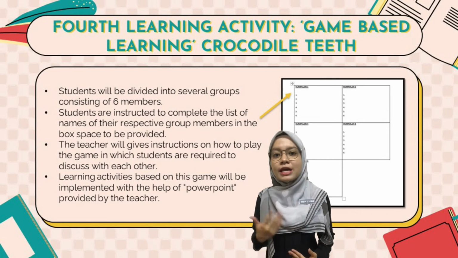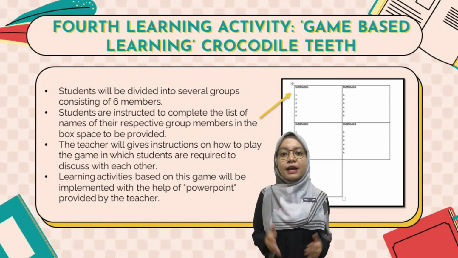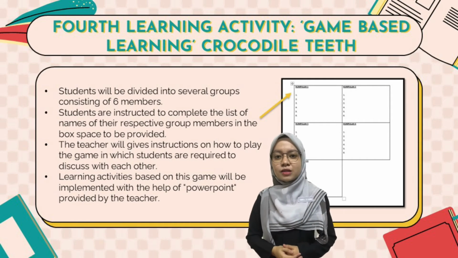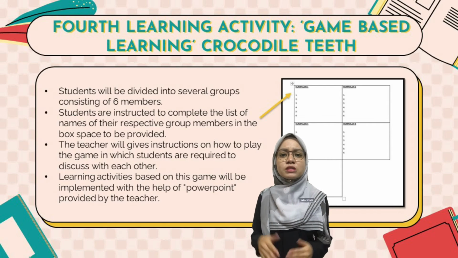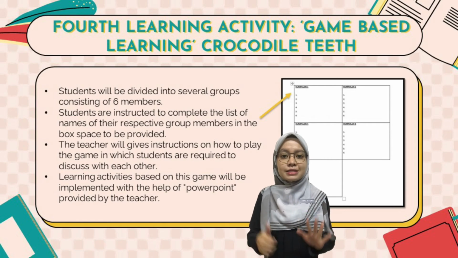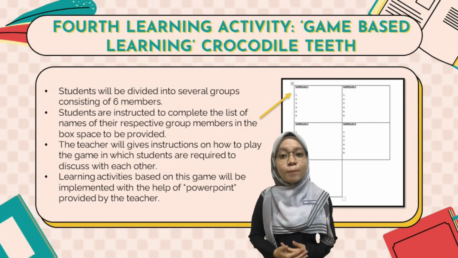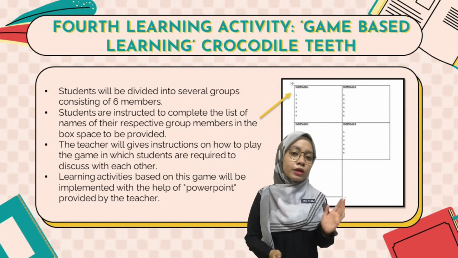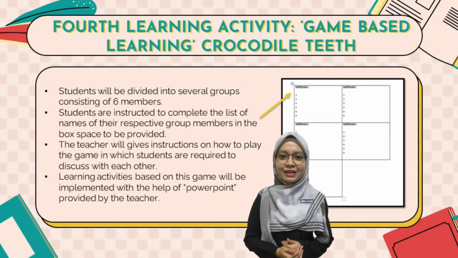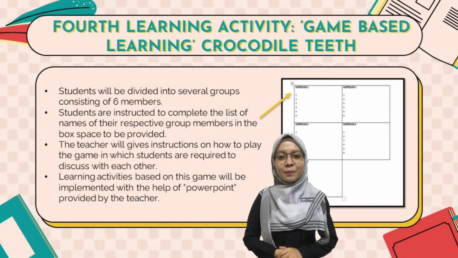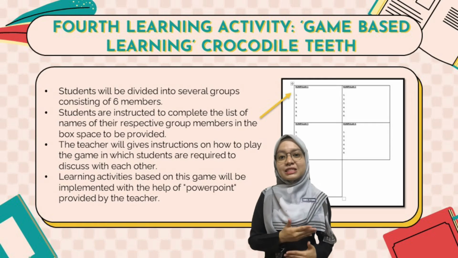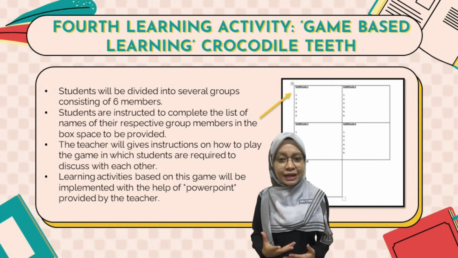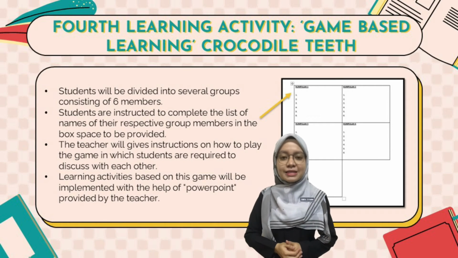This part, I will explain the 4th learning activity, game-based learning, crocodile teeth. Before the game starts, students will be divided into several groups consisting of 6 members. They need to complete the list of names of their respective group members in the box space provided, like this. This list makes it easier for the teacher to assess student involvement in each group during this activity.